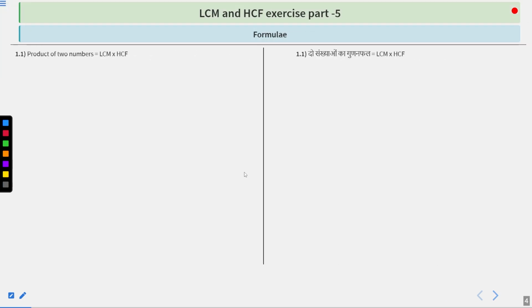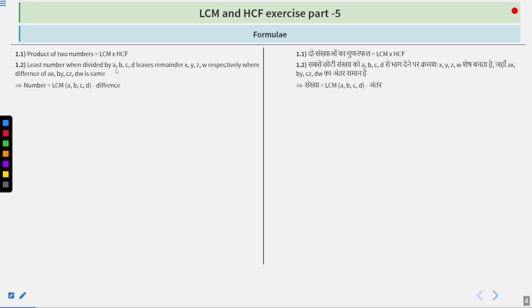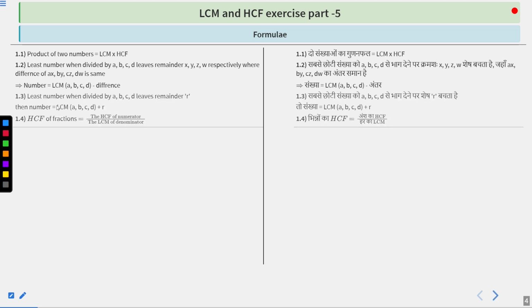Now these are the formulas which we are going to use while solving the questions. The product of two numbers is equal to LCM into HCF. The least number which, when divided by A, B, C and D, leaves remainders X, Y, Z and W respectively, where the differences A minus X, B minus Y, C minus Z and D minus W are the same. In that case, the number is the LCM of A, B, C, D minus the difference.